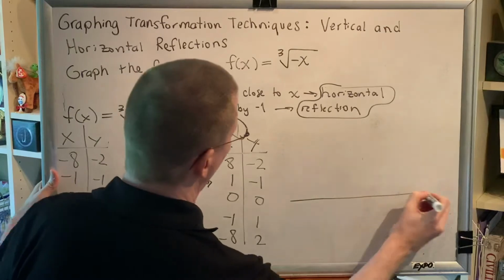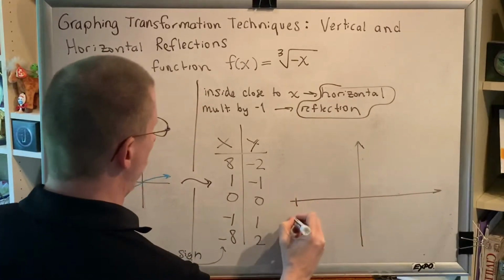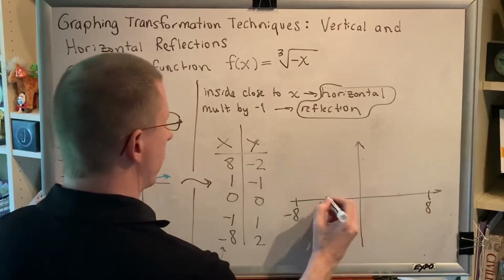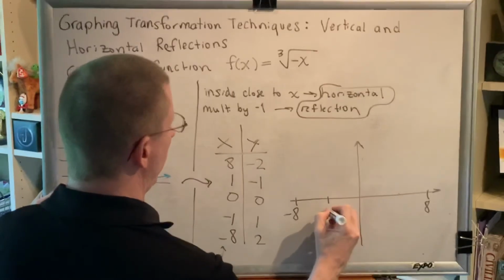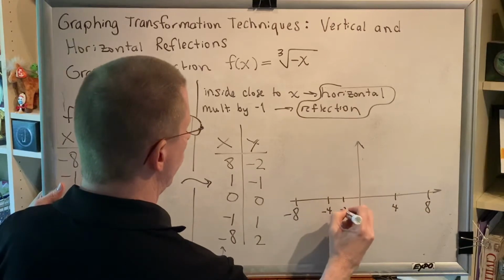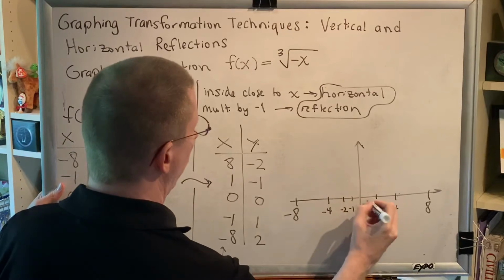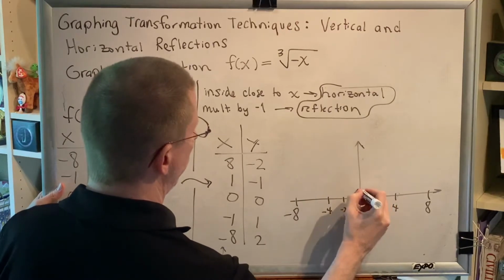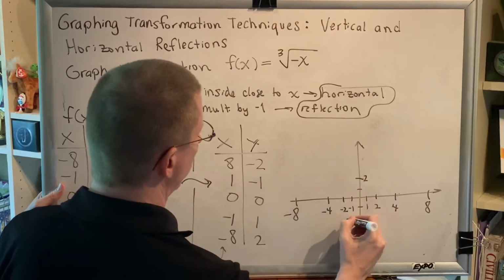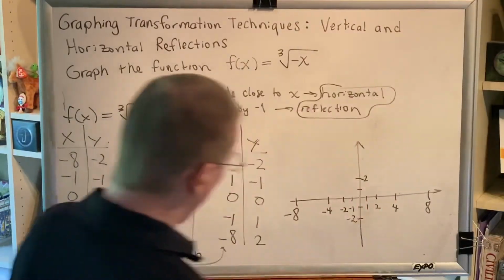All right, now we're going to create the graph using the points that we have found. We know that we need to go all the way out to -8 and all the way out to 8 on the x-axis. So that means -4 would be here, 4 would be here, -2 would be here, 2 would be here, -1, 1. So that tells me where 1 is on the y-axis and where 2 is on the y-axis, and -2. Okay, so then we're going to plot our points.